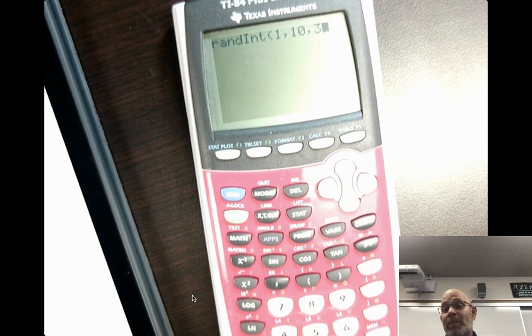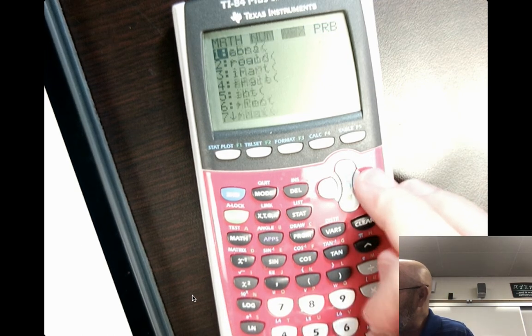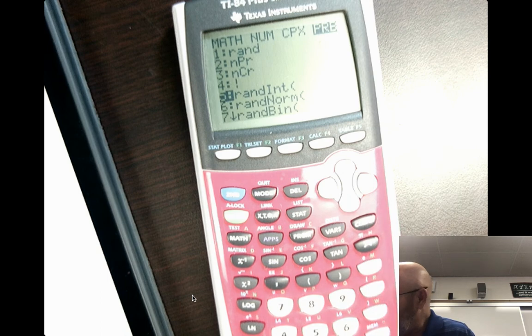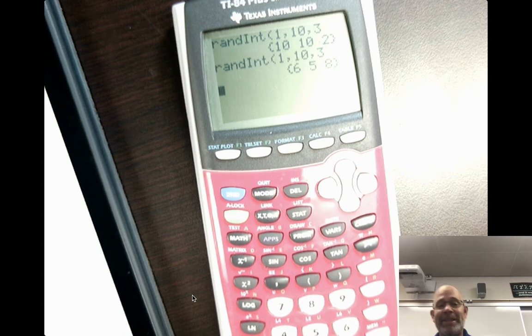One of the things that you might see happen when you hit enter, we got 10, 10, 2. I'm glad that happened. We got the double 10s, right? Remember, the 10 is a person, so we can't lay that person off twice. If I was really doing the simulation on this calculator, I would just ignore that one and do it again. So that one didn't count, okay? And I would go back to math, probability, random integer. Let me do this again. 1, 10, 3. No repeat that time. So 6, 5, and 8.